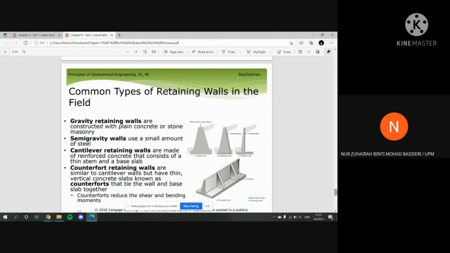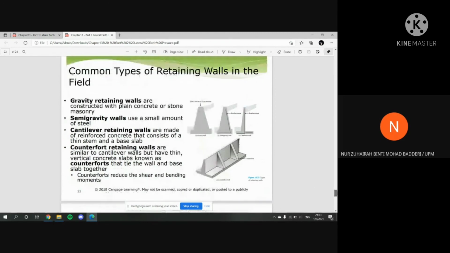And then for the counterfort retaining walls, similar macam cantilever juga, tapi dia lagi kecil. Vertical slab tu then known as counterforts, that tie the wall and base slab together. Counterforts tu reduce the shear and bending moments. Next.